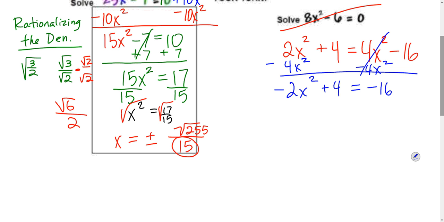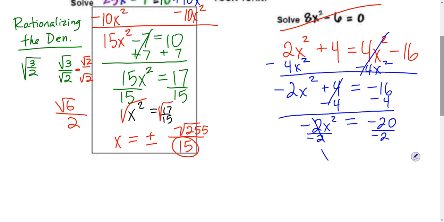Since I got all of my x squareds to the left, I'm going to take the positive 4 and move it to the right. So this is negative 20. Now the next step, divide by negative 2. So we have x squared equals 10. And now we're going to take the square root of both sides. Guys, don't ever take the square root if it still has the number in front of it. You have to divide it out first. You have to get the x squared completely alone, and then we can take the square root.